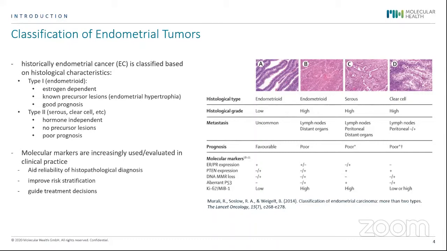And these types are also characterized by specific molecular characteristics, specific mutations, and molecular markers have increasingly been evaluated in clinical practice to, for example, aid reliability of histopathological diagnosis, to improve risk stratification, and to guide treatment decisions, like who could benefit from chemotherapy and who does not benefit, things like these.